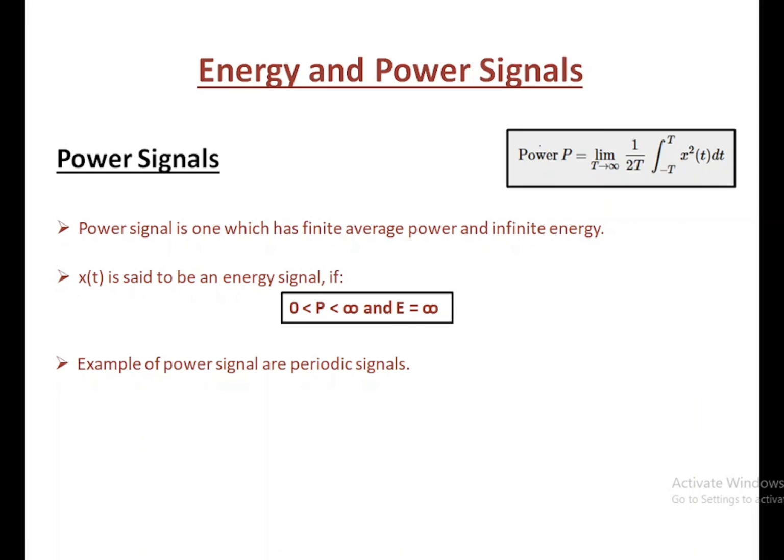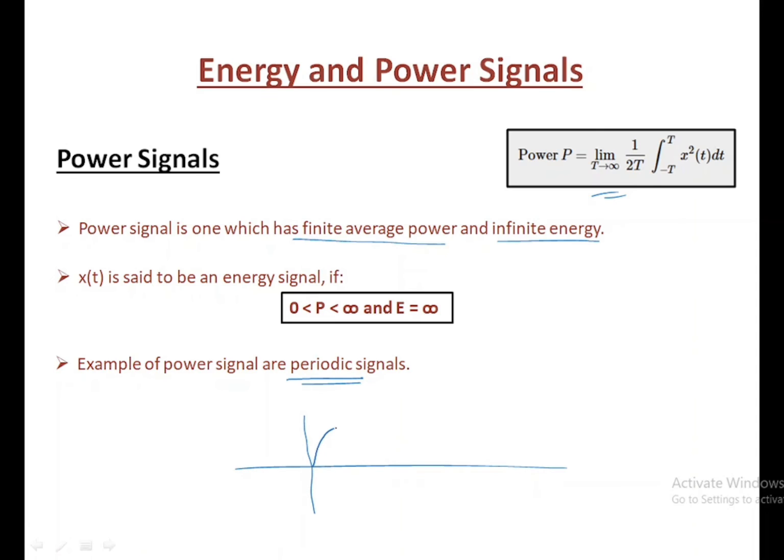Now this is the power signal. This is how we represent the power of a signal. A power signal has finite power and infinite energy. This means its power is some finite value between 0 and infinity, and its energy is infinite. Examples of power signals are periodic signals. Now why are we saying periodic signals?